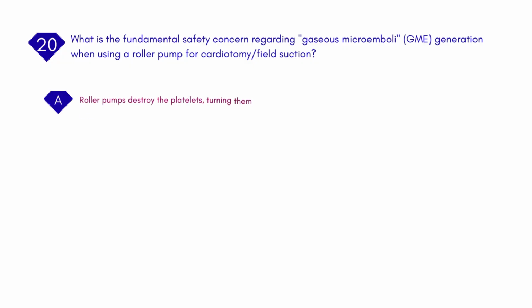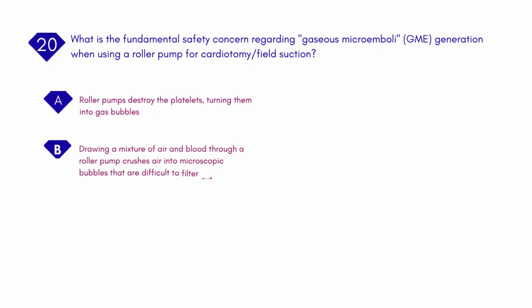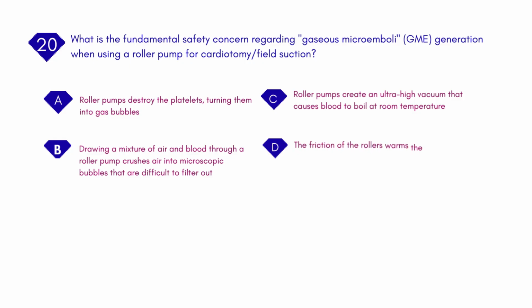What is the fundamental safety concern regarding gaseous microemboli, GME, generation when using a roller pump for cardiotomy/field suction? A. Roller pumps destroy the platelets, turning them into gas bubbles. B. Drawing a mixture of air and blood through a roller pump crushes air into microscopic bubbles that are difficult to filter out. C. Roller pumps create an ultra-high vacuum that causes blood to boil at room temperature. D. The friction of the rollers warms the blood too fast, causing dissolved gases to come out of solution.